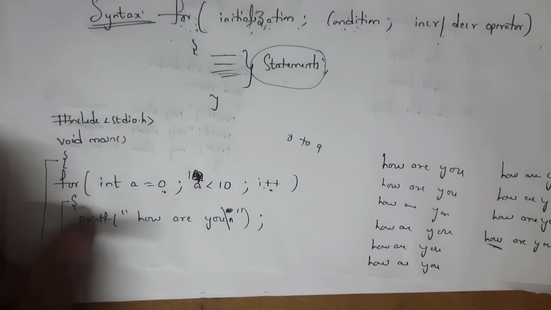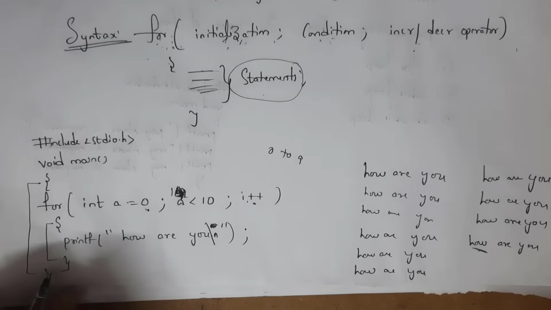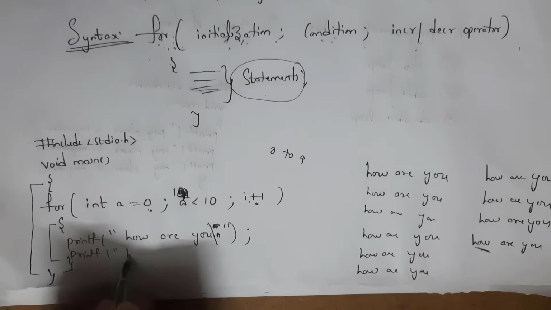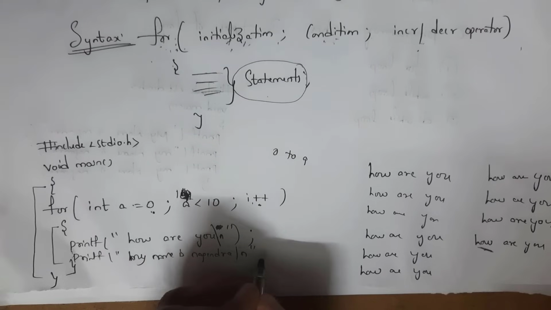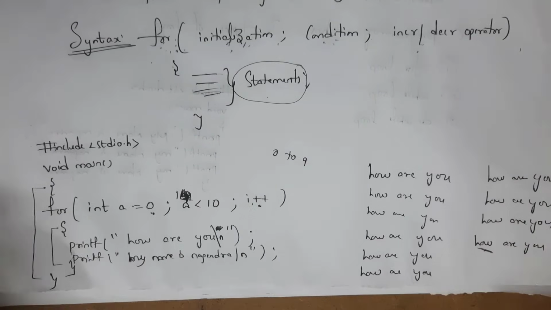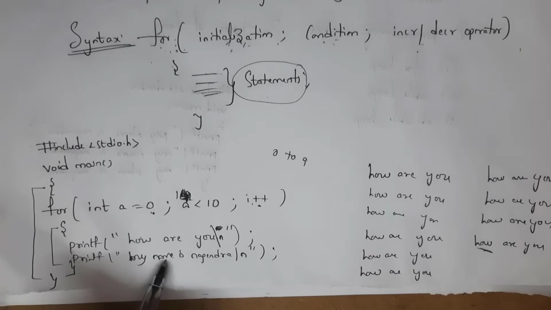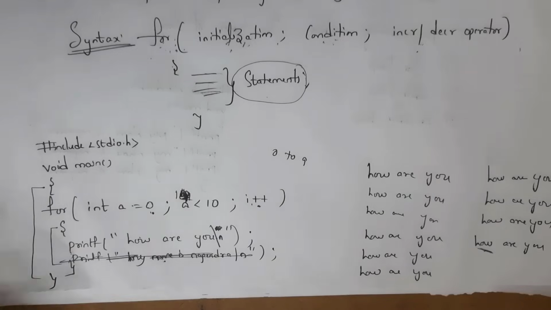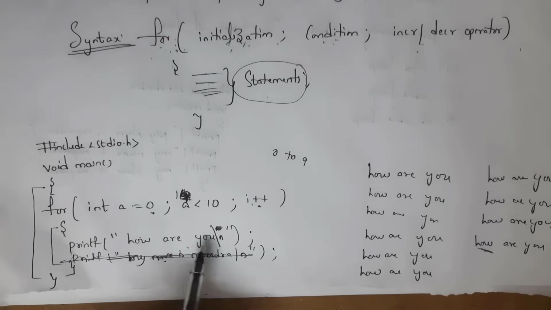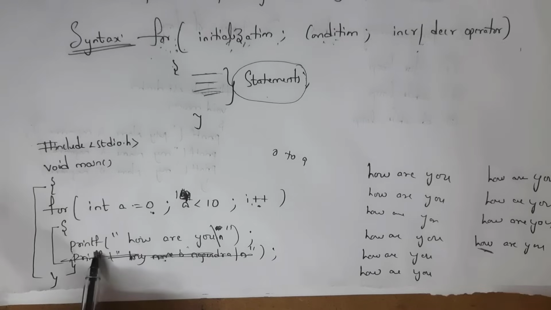This is a C program for loop. For example, if you want to print multiple statements like "how are you" and "I am Nagendra", write here printf, "my name is Nagendra\n" in double quotations, close bracket, semicolon. Whenever you execute this program, then "how are you" and "Nagendra" both will be printed 10 times. Instead of writing "how are you" 10 times, you can simply write it once and repeat this until the particular condition is satisfied.